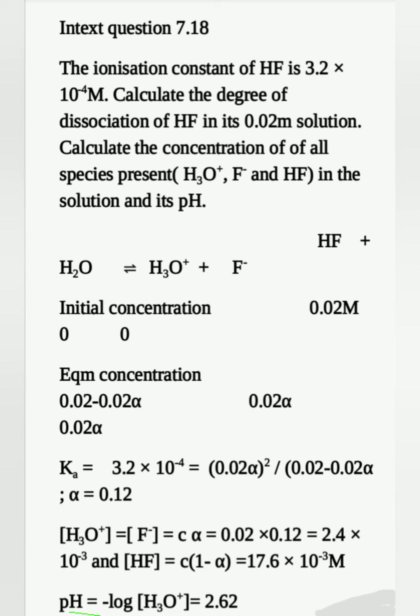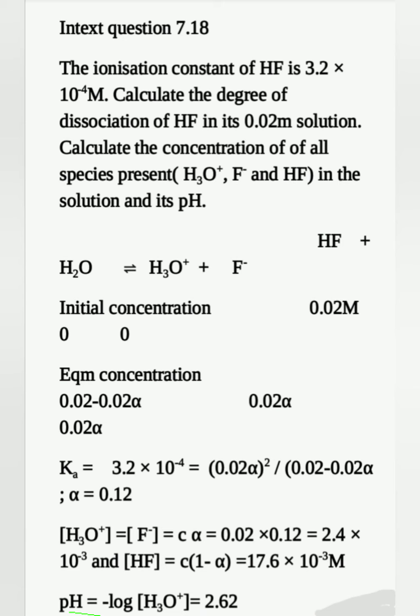So what is the first procedure? The first step is that we write the dissociation of HF. HF will undergo dissociation in water to form hydronium ion and fluoride ion. Under that, as we usually do, the initial concentration has to be written, and the equilibrium concentration. Initial concentration is given as 0.02 molar. They have given capital M for molar; in this question it is written by mistake as a smaller m. So that should be 0.02 molar.